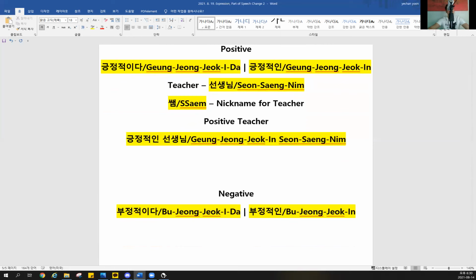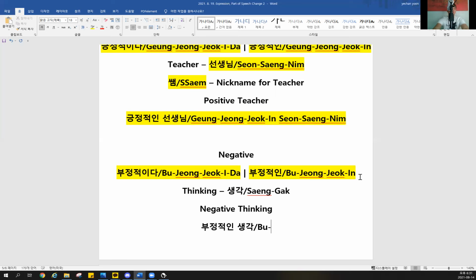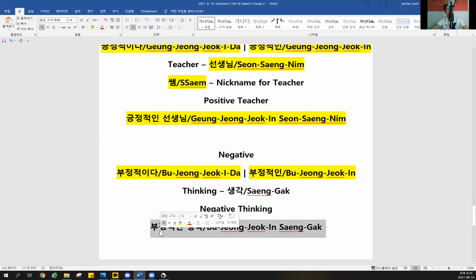Okay, how about the negative? For the negative, we're going to use thinking. Please don't think negative thoughts, everyone. You always can do it. Even if you have a suffering time and difficult time, don't worry guys, we're going to help you. You can say thinking as 생각. This is the Korean word, 생각. Then how can you say negative thinking? You can say 부정적인 생각. 부정적인 생각. So this is the meaning of negative thinking.